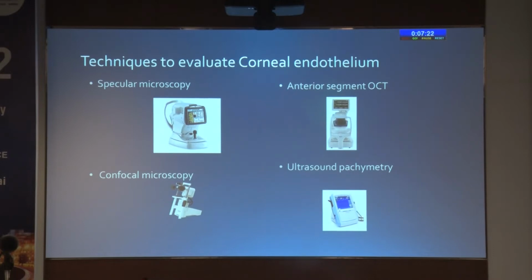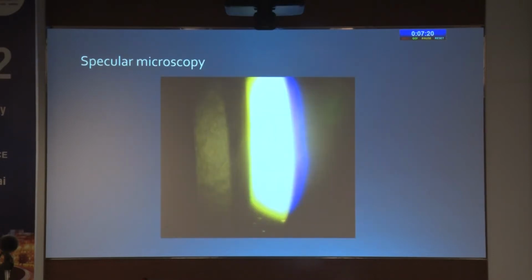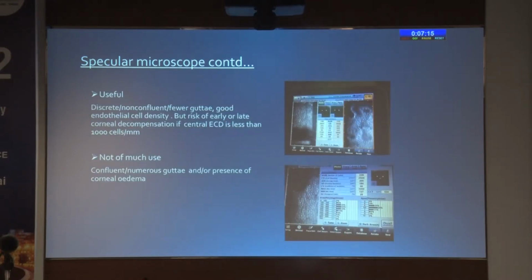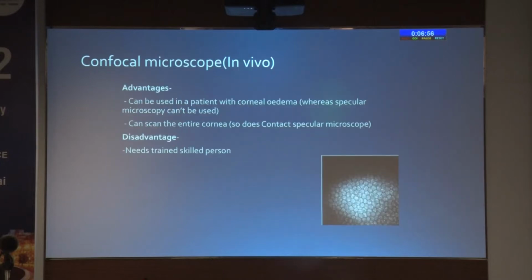There are various techniques to evaluate corneal endothelium. Specular microscopy is useful only in cases where there are fewer, non-confluent and discrete guttata. But always keep in mind that early or late corneal decompensation will be there if central endothelial cell density is less than 1,000 cells per square millimeter. It is not of much use if there are numerous guttata and in presence of corneal edema. Confocal microscopy can be useful in corneal edema patients, but it is not much used nowadays.